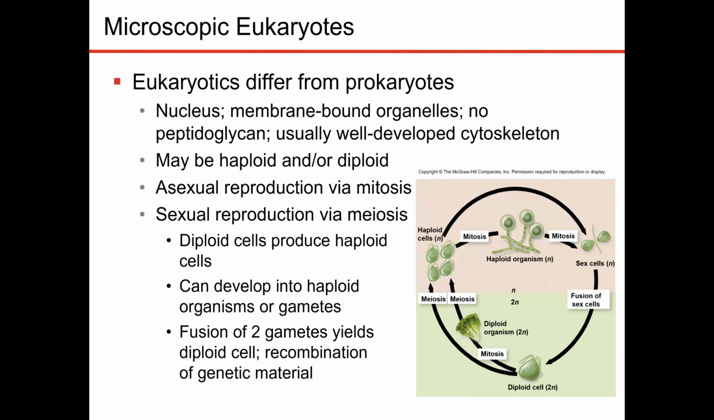So when we talk about eukaryotes, remember that eukaryotic organisms have a nucleus with membrane-bound organelles. Eukaryotic organisms don't always have a cell wall, but if they do have a cell wall, they don't have peptidoglycan. They do have cytoskeleton, which contains some microtubules, microfilaments, and actin filaments. They can be haploid or diploid in number, whereas prokaryotic organisms are typically haploid.